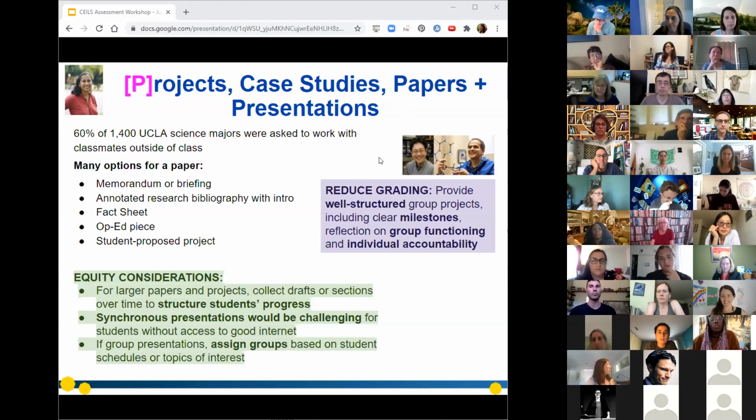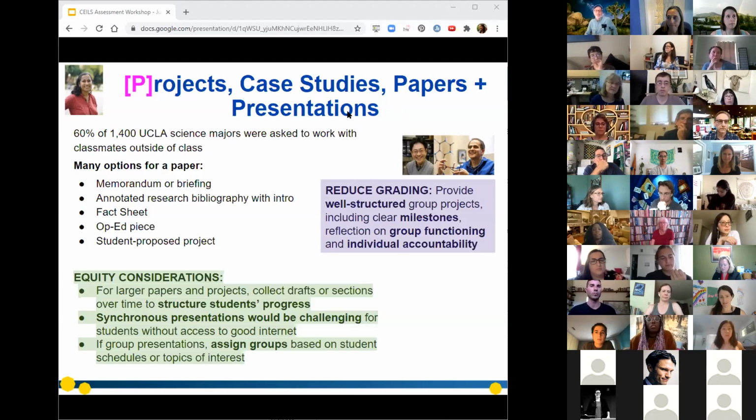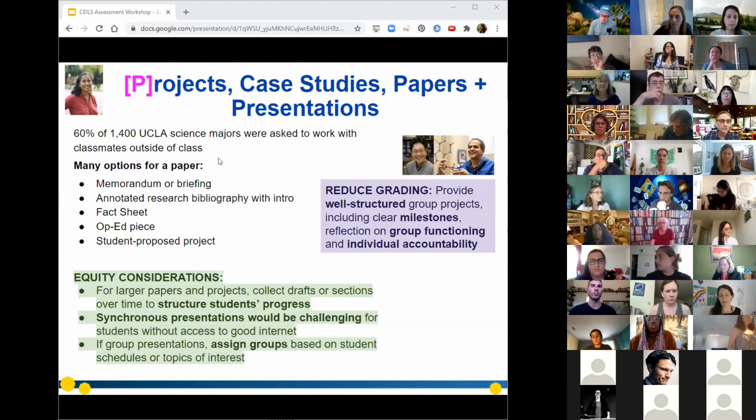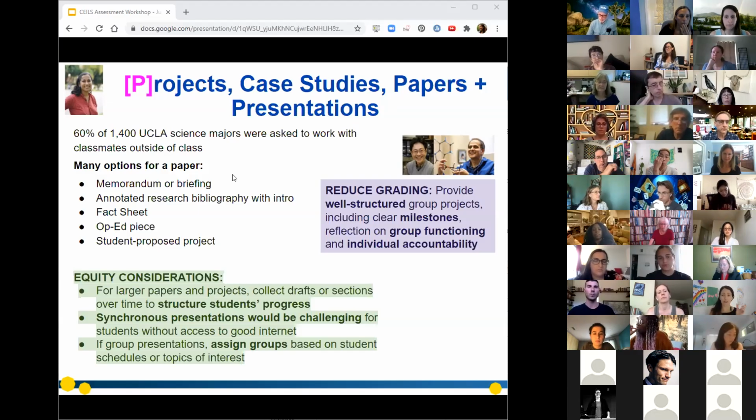the other, I think this is the last one I was going to talk about, is thinking about projects, case studies, papers, and presentations. So 60% of UCLA science majors in the spring were asked to work with classmates outside of class, the ones who responded. There's a lot of different options, and there's important equity considerations. So you want to structure the student's progress, especially in a first-year course if they're not used to writing these things.